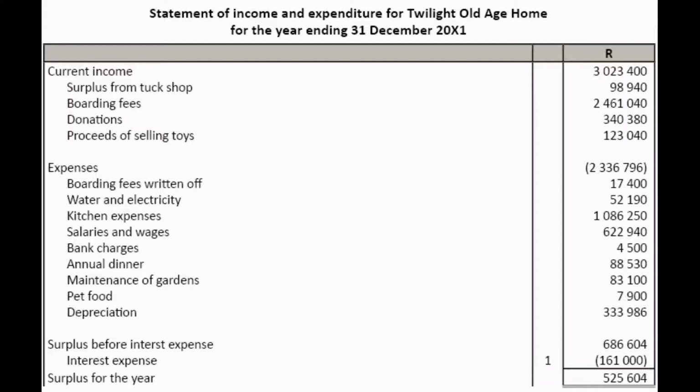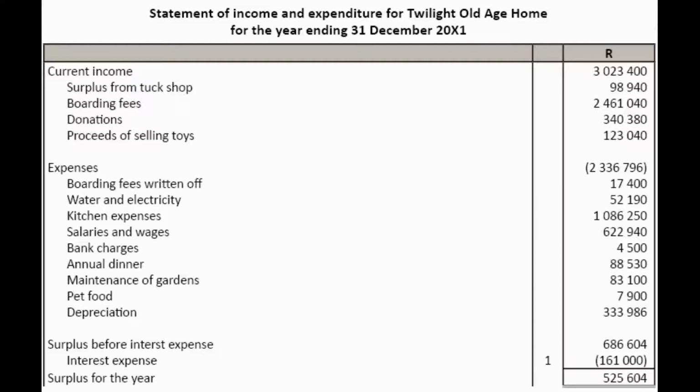Then we get to the expenses. The boarding fees written off. Remember when you had that adjustment, you opened the boarding fees written off account, you debited that and you credited the boarding fees. So that account that you've opened was 17,400. That was for the adjustment. Water and electricity, 52,190. We got that amount straight from the pre-adjustment trial balance.